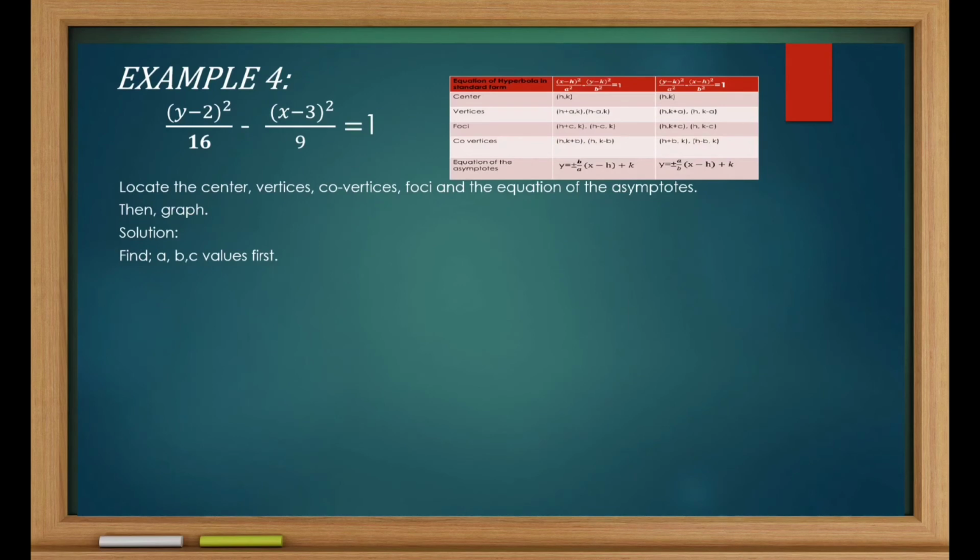Solution: find the values of a, b, and c first using the formula. We know that a squared is 16, so a is 4, then b squared is 9, so b is 3. Then substitute the values: c equals the square root of 16 plus 9, therefore c is 5. Then the center is at h and k. So how do we find the values of h and k? Using the formula, we have y minus 2 equals 0 and x minus 3 equals 0. Therefore, y or k is 2, and x or h is 3.